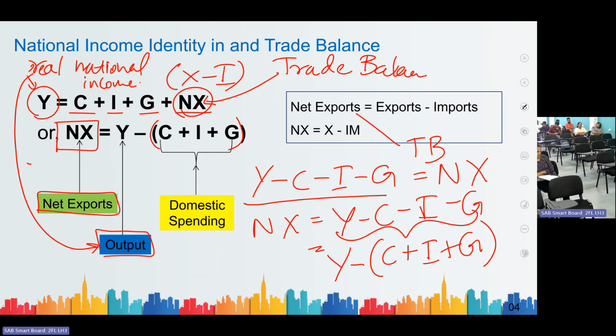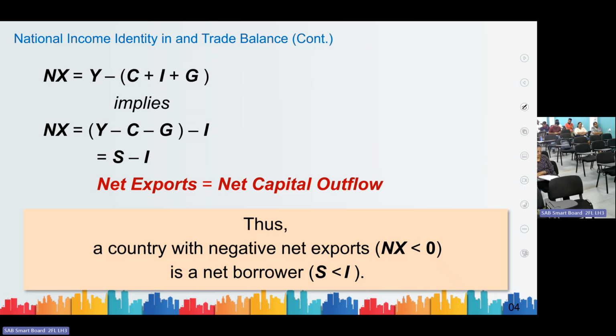That is why real national income is also labeled as output. So Y is output, and these three components, C, I, and G, are labeled as domestic spending. So we have net exports, output, and domestic spending.